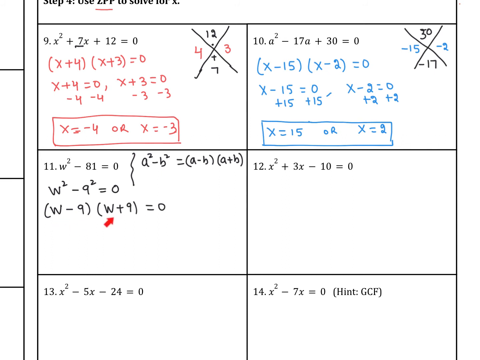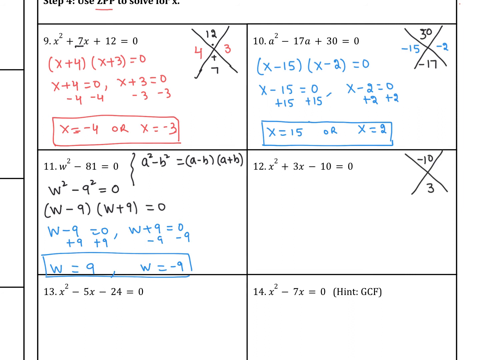Once you get the factors equal to 0, you're going to apply the zero product property, which means that you're going to put them equal to 0 one by one, and then add 9 here. So you get w equals 9 and w equals negative 9. So the two answers are w equals 9, w equals negative 9.